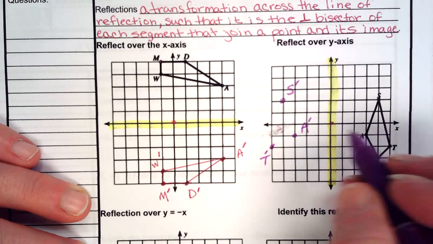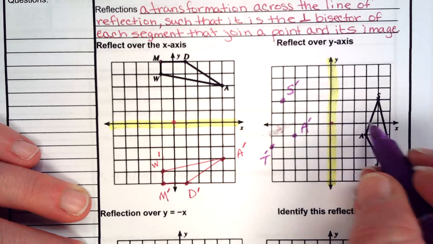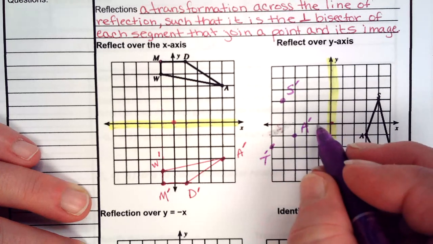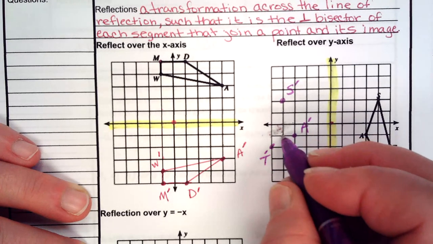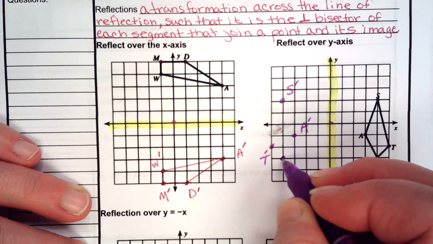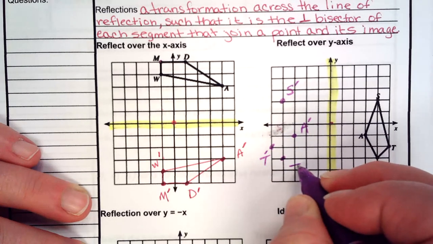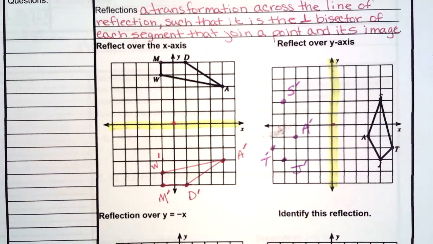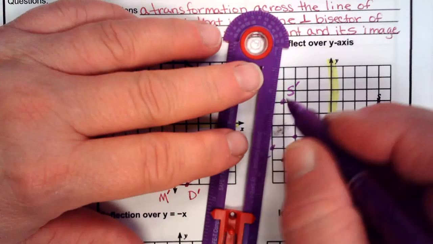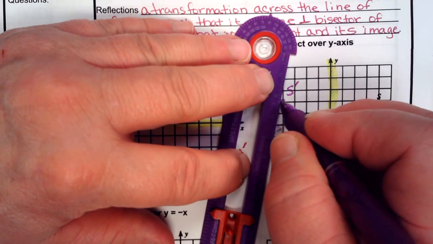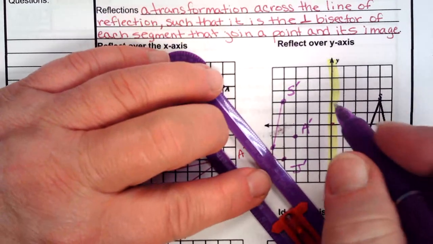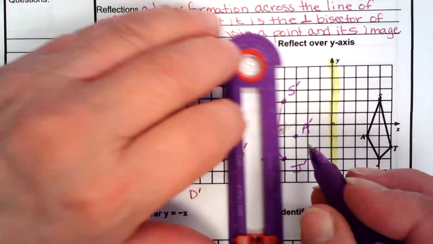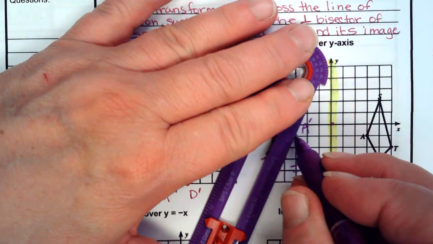And then finally J is over 1, 2, 3, 4, down 1, 2, 3. Connect your dots. I do hope that you tried to do this one on your own and were successful. If not, you might need more practice.